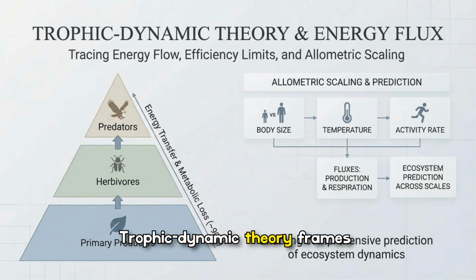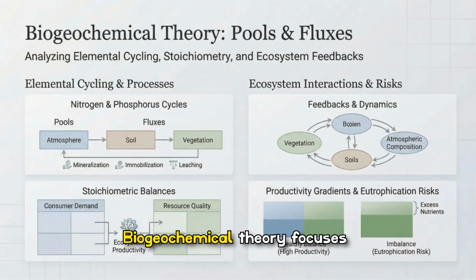Trophic dynamic theory frames ecosystems as energy pyramids, where primary producers support herbivores and predators with substantial metabolic losses across transfers, and allometric scaling links body size, temperature, and activity rates to production and respiration, enabling more comprehensive predictions of ecosystem dynamics across scales.